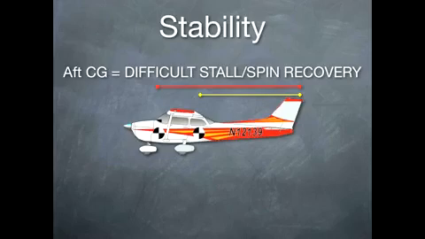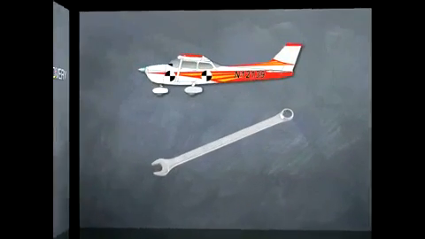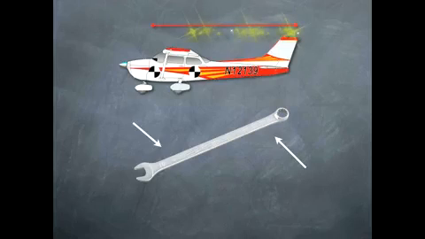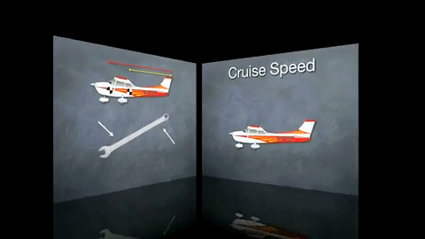Let's look at another example that might make it a little bit clearer and compare it to this wrench. When we use a wrench, we always use the back end of the handle. That way we can get the most leverage to open up the bolt. This is how our forward CG looks. It's longer, it's more leverage. We wouldn't use the shorter end of our wrench like our aft CG because there's less leverage, making it less effective. And that's how our rudder works in relation to center of gravity and stall recovery.